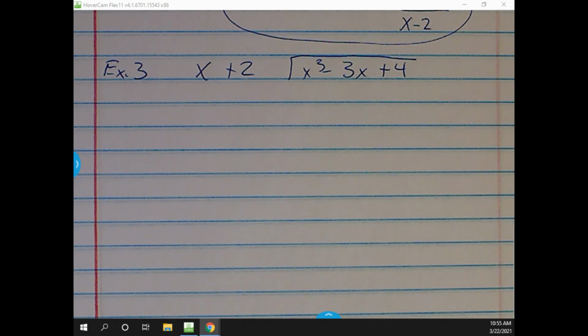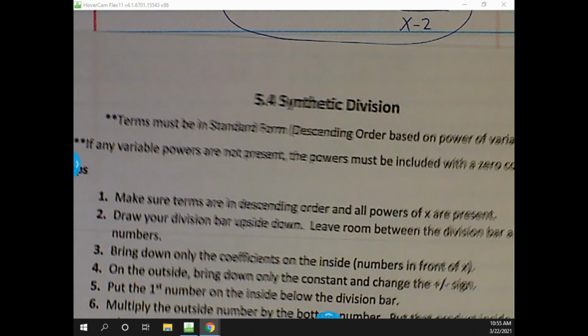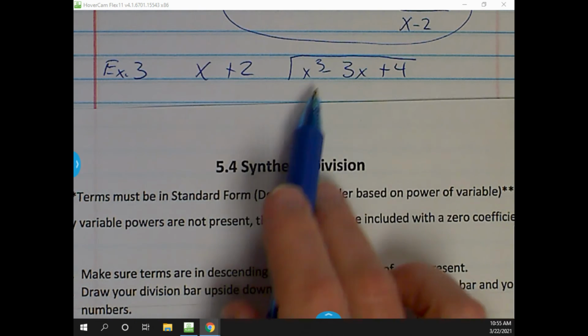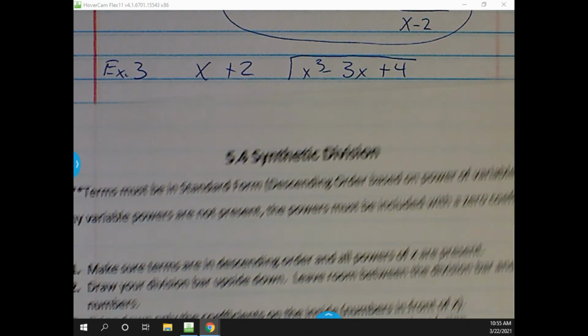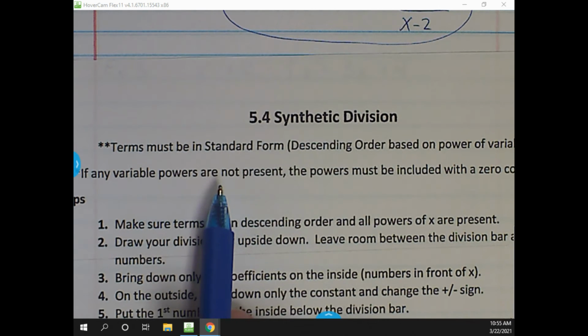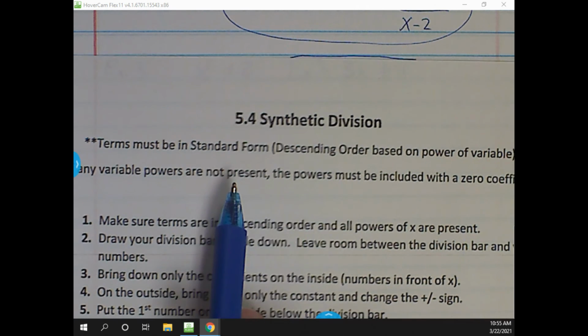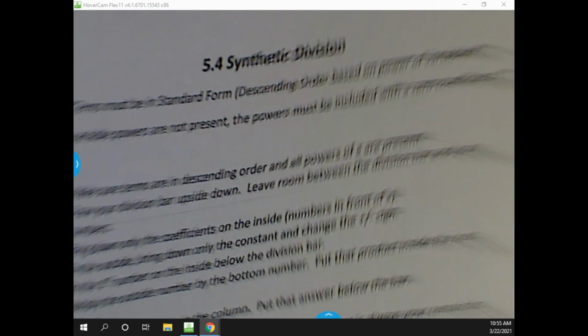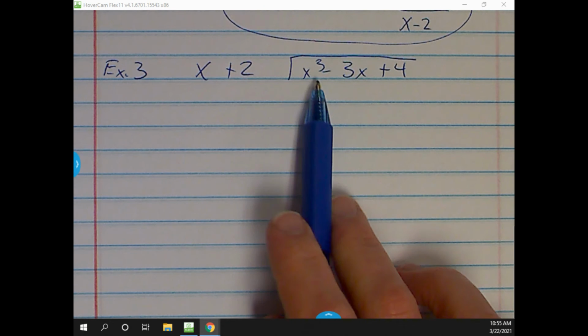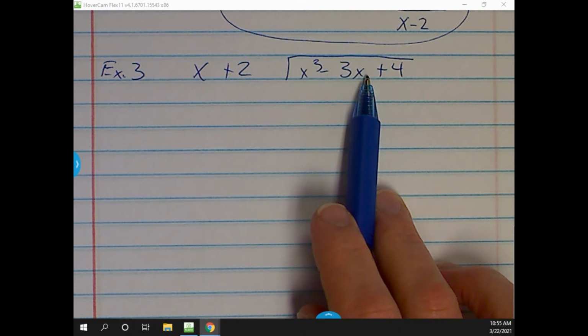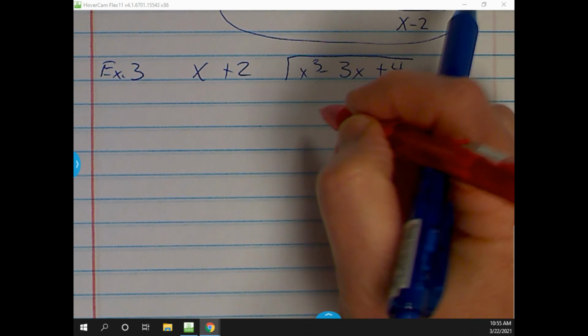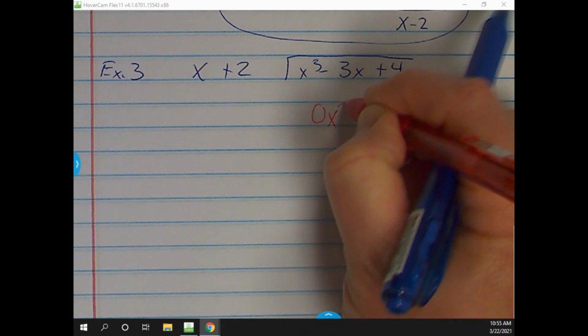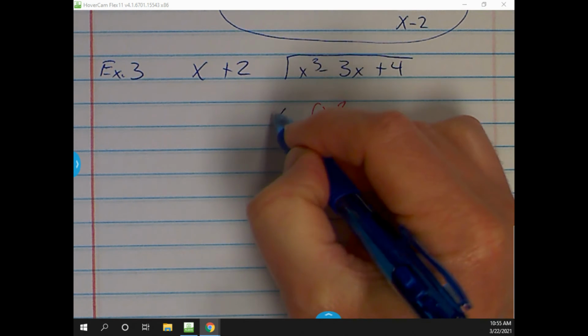Okay, so here's one where you have to go, and again, going through those first two parts of it there, the terms have to be in descending order, which they're good. We've got x to the third minus 3x plus 4. But it says if variable powers are not present, you've got to include those with a 0 coefficient. And here's what that means. We skipped from x to the third to x to the first. We skipped over x squared. So that's one where you have to go back then and you have to put in a 0x squared in its place.